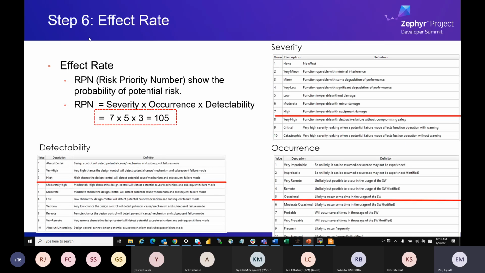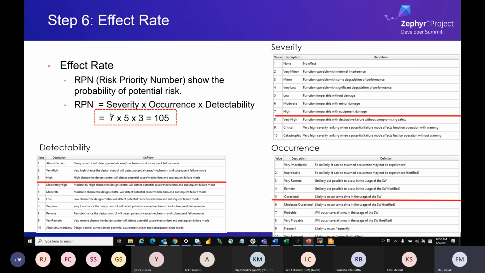Okay, step 6, we have to rate the effect. How to rate the effect? In FMEA, the effect is rated by the RPN number. RPN means the risk priority number. It shows the probability of the potential risk. So RPN is calculated from the severity, occurrence, and detectability here.